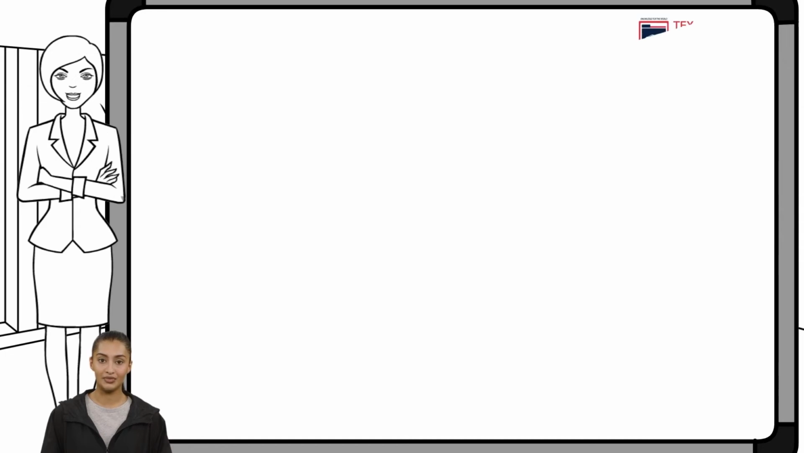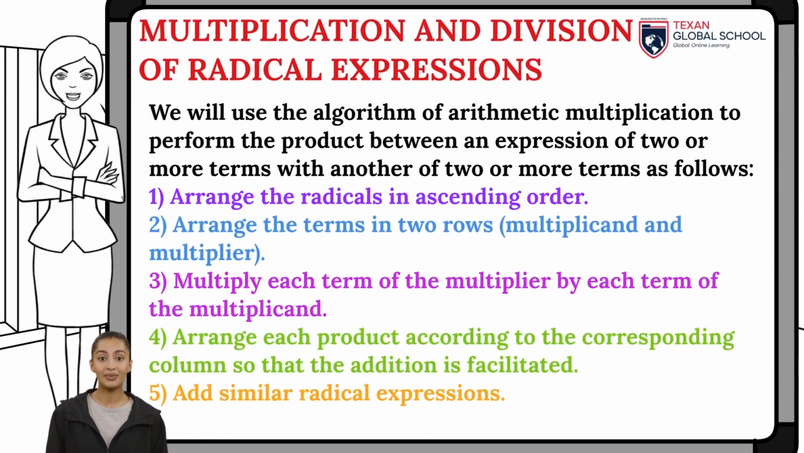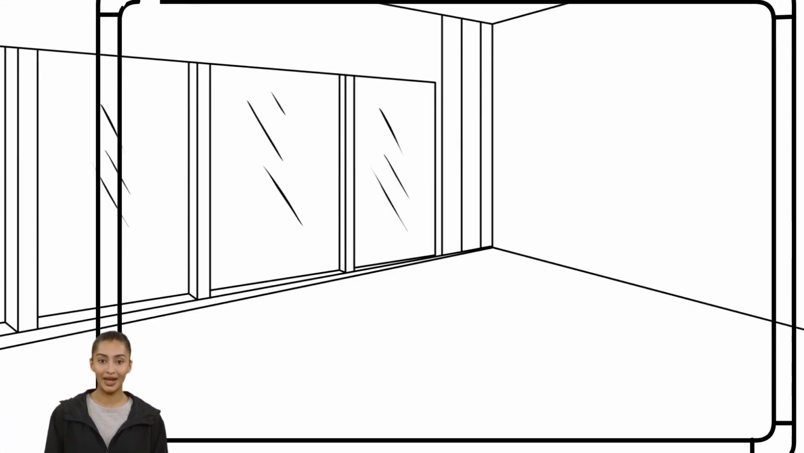We will use the arithmetic algorithm to perform multiplications between expressions with more than 2 terms. We must consider the ascending order of the radical expressions. Arrange the terms in 2 rows called multiplicand and multiplier. Then multiply each term of the multiplier by each term of the multiplicand. Arrange each product according to the corresponding column so that the addition is facilitated. And finally, add similar radicals.